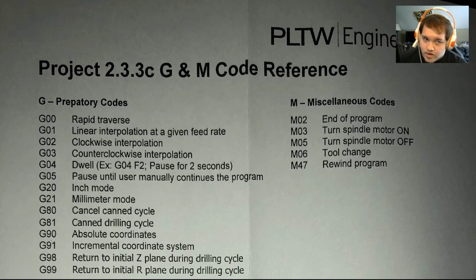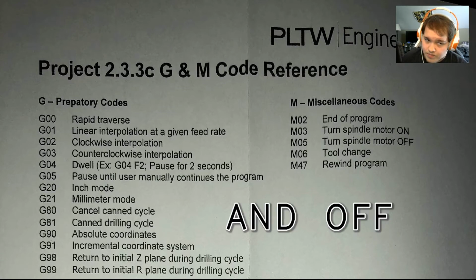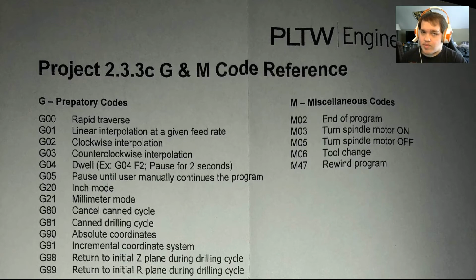And then over on the right hand side, you have M, which are miscellaneous codes, and you have to use M03 and M05 to turn the spindle on, and you have M02, which ends the program, that stops everything. That's something that you're going to put at the very end. And you have M06, which is a tool change. And when you use a tool change, you're going to need a command that works alongside that, which will be covered momentarily.